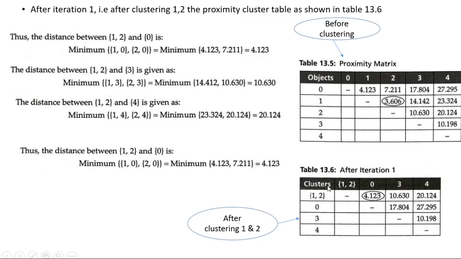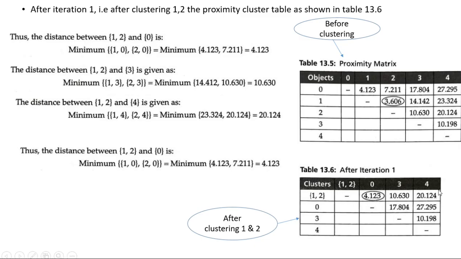Okay, this is after clustering. You write the table. How do you write the table? Before I was writing objects here; now you write clusters here. Then write 1 comma 2, 1 comma 2, because I have grouped them together. So that means these two rows and these two columns I have to remove, and instead write the first row and first column as 1 comma 2. Write the other things as they are. 0, 3, 4 remains as it is. Just write 0 3 4, 0 3 4.